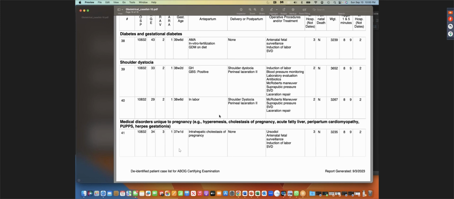Okay, so walk me through the maneuvers, I just want the maneuvers of how you would manage a shoulder dystocia. So first, stop pushing, then call for help, McRoberts maneuver, along with suprapubic pressure. Tell me how you would do suprapubic pressure. How I would do suprapubic pressure? Correct. So depending on the position of the fetal head, I would attempt to push above.